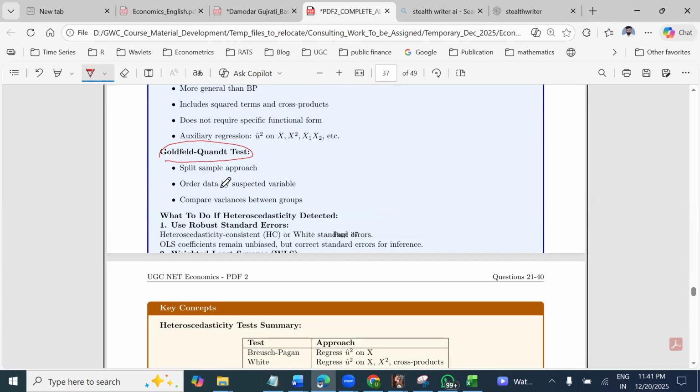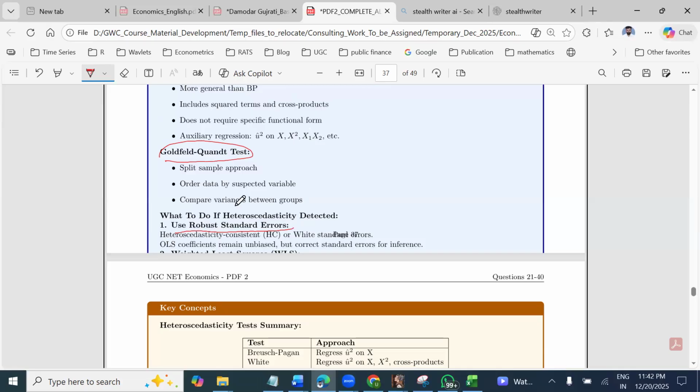And what is the solution if there is heteroscedasticity? Sangeeta, you will use robust standard errors. What will you use? Robust standard errors. Is it clear? Yes, sir.